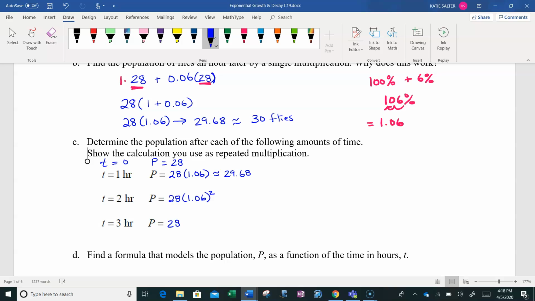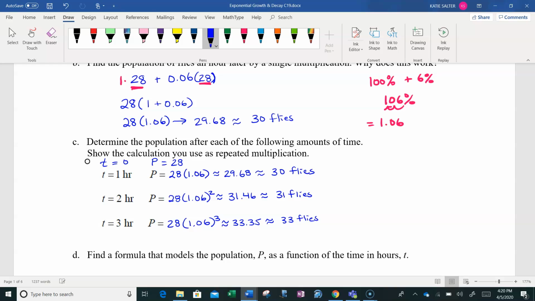And then if we go over to 3 hours, we would multiply by 1.06 again. So this would ultimately be 28 times 1.06 to the third power. Now, obviously, because this is about flies, we would not say we have 29.68 flies or 31.46 flies. So we'll go ahead and round that off, using rounding rules. That would be around 30 flies, then around 31 flies, and then around 33 flies.